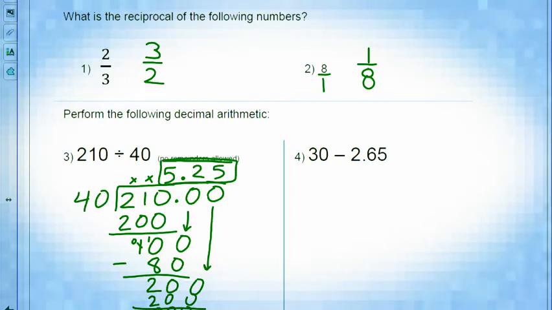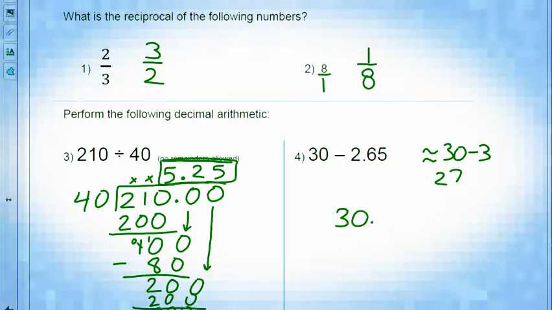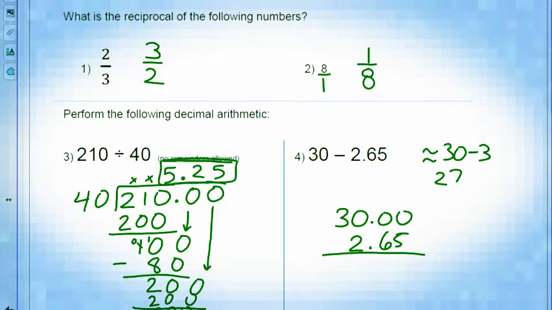Oh, the next one, 30 take away 2 and 65 hundredths. I know that's about equal to 30 take away 3. So my answer better be around 27. All right. I need to line my decimal point up. There's a decimal point right there. 2 and 65 hundredths. Let's put in some zeros there.